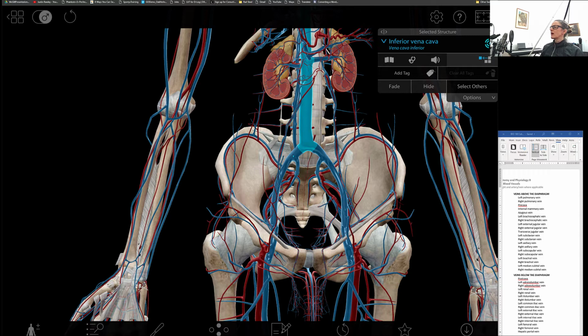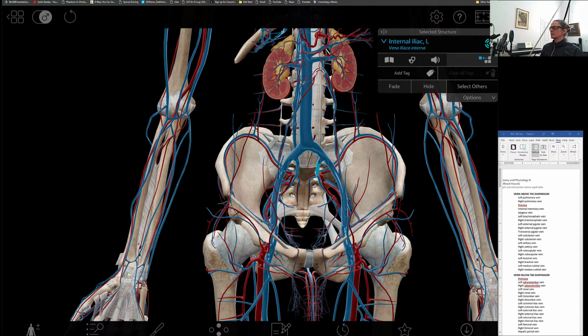We have the common iliac vein on either side. So we've got a right common and left common iliac vein. And we will have an internal iliac vein that drains into it on both sides. So we have a right and left internal iliac vein. So in the human, this pattern very much mirrors what we see with the arterial system.